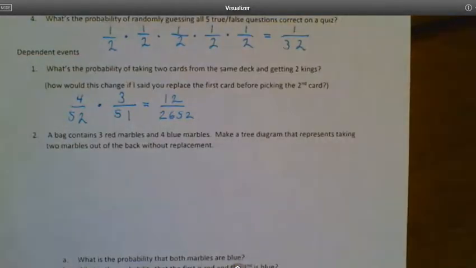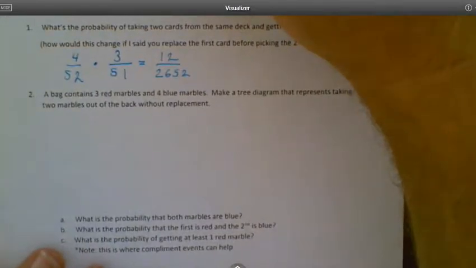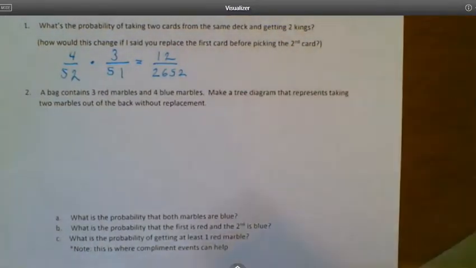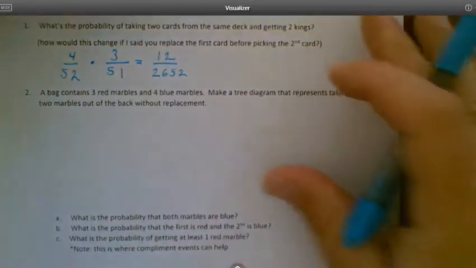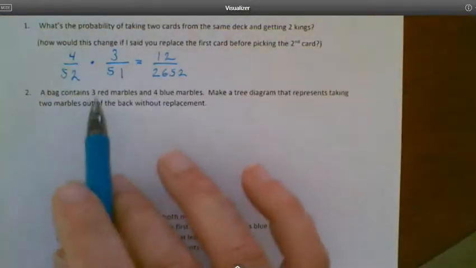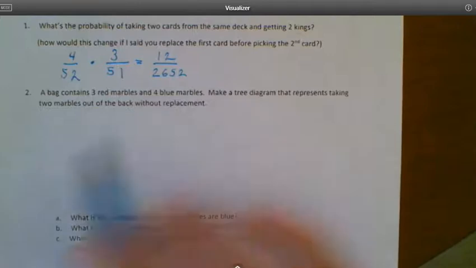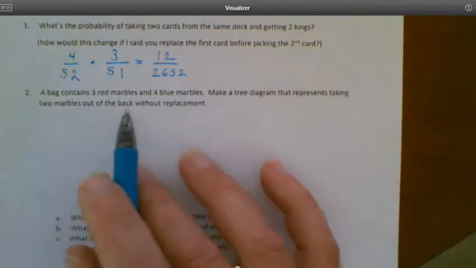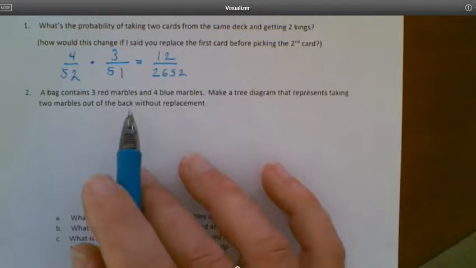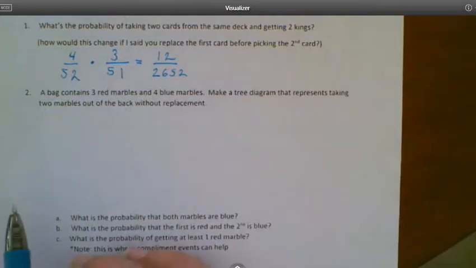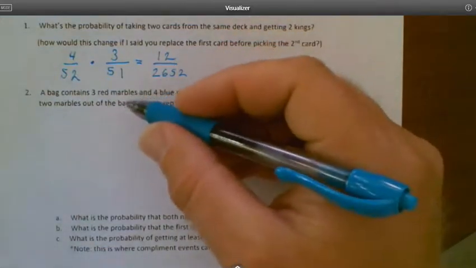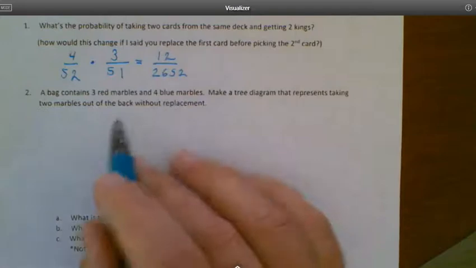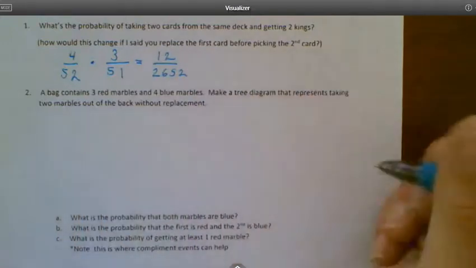So anyway, let's move on to this one. This is where we're going to get into a tree diagram to answer some questions down here. This is going to be our final question, so we're going to put all this together. So we have a bag that contains 3 red marbles and 4 blue ones, so 7 total. And we're going to make a tree diagram that represents taking out 2 marbles, and then we're not going to replace them out of the bag. So 2 marbles out of the bag without replacement.